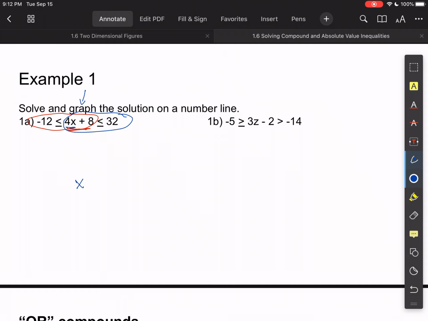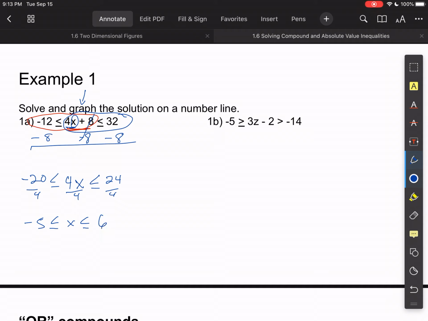If I want to get this x by itself, I'm going to subtract 8 in all three places. If I do that, this goes away, and I still have the 4 there. Then 32 minus 8 is 24, and -12 minus 8 more is -20. Then to get x by itself, I have to divide everything by 4. So I get -5 is less than or equal to x, which is less than or equal to 6.